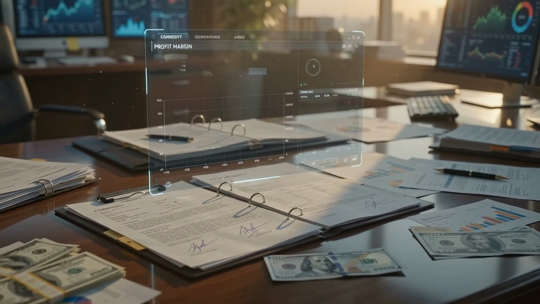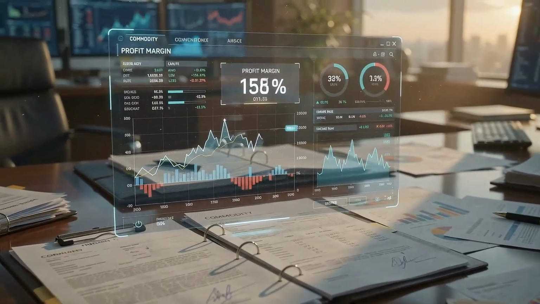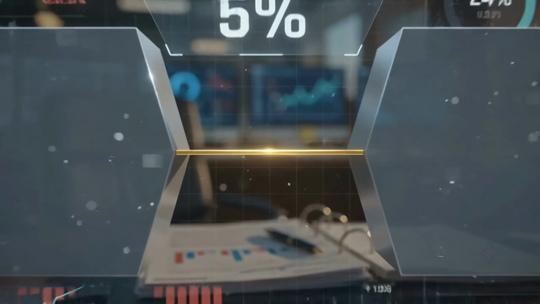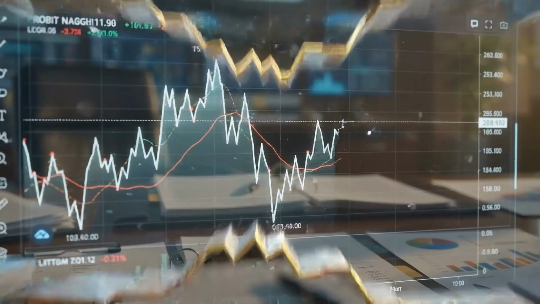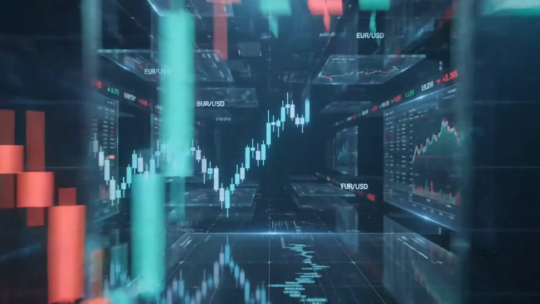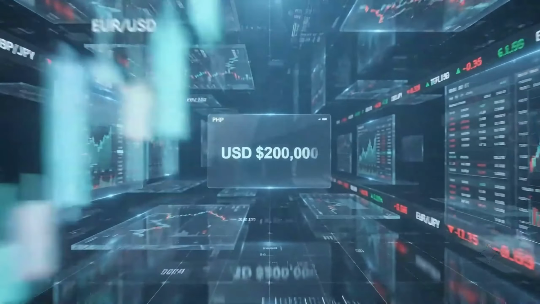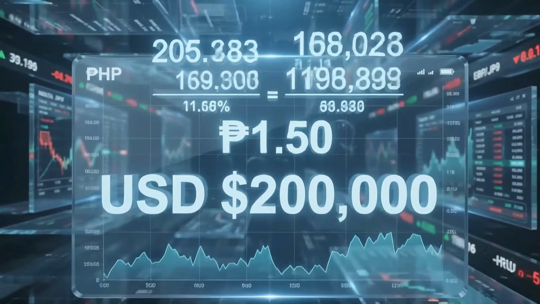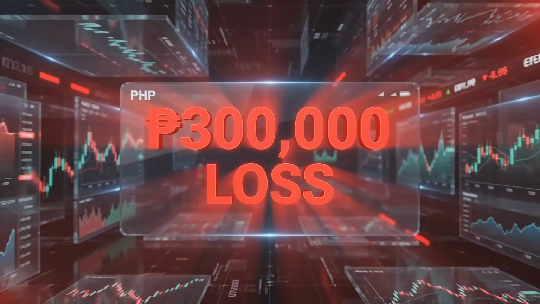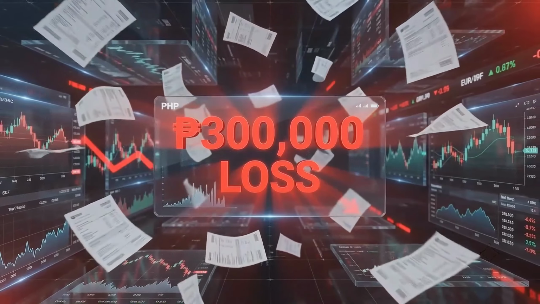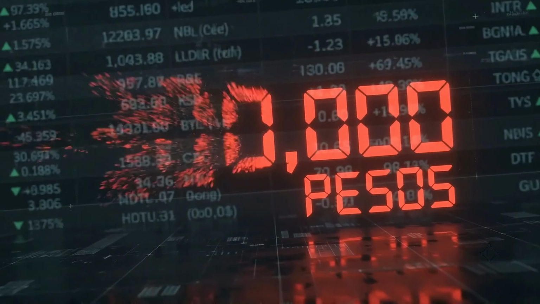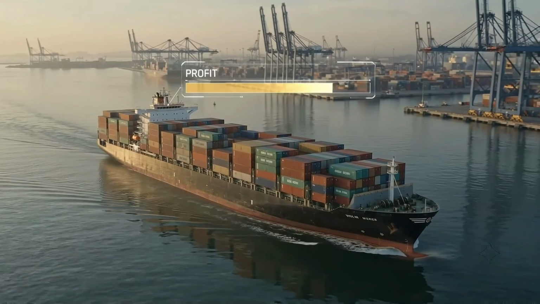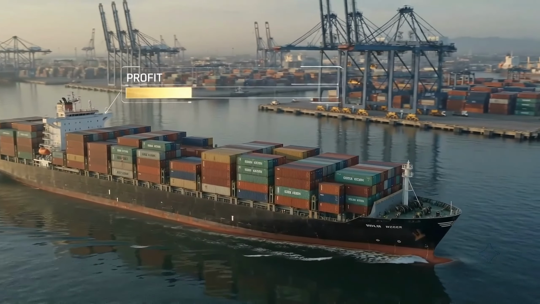The harsh reality is that typical commodity trading margins sit in a tight 5 to 11% window, razor-thin margins, meaning zero buffer for error. A single bad market swing can wipe out months of hard work. Here's how easily that margin can vanish. A currency shift of just 1 peso and 50 centavos on a $200,000 payable translates to roughly a 300,000 peso loss. One tiny fluctuation can wipe out an entire trade's profit before the ship even docks.